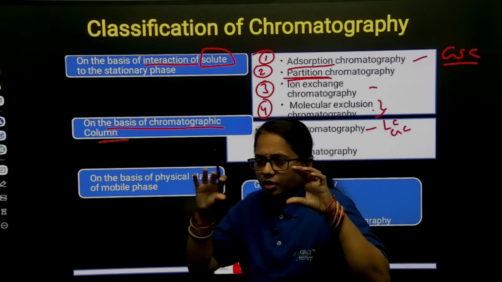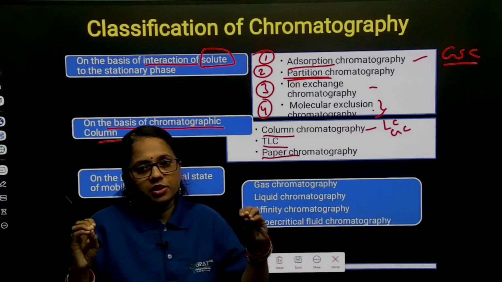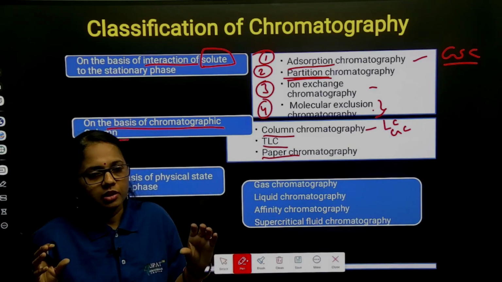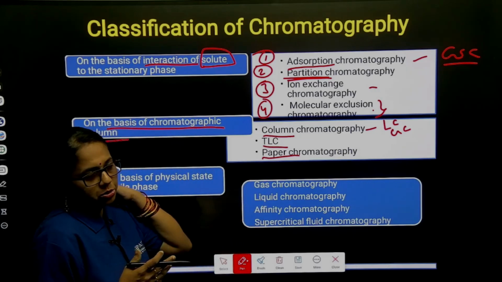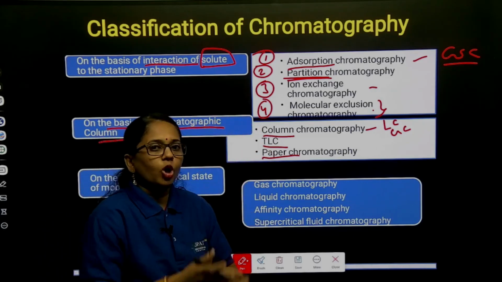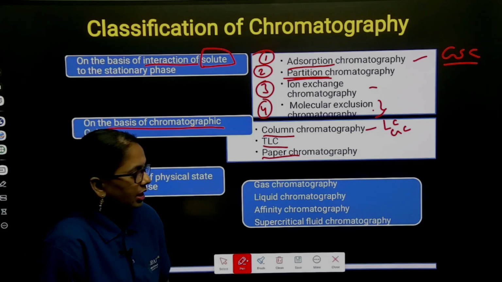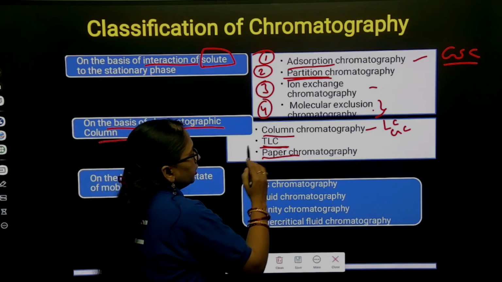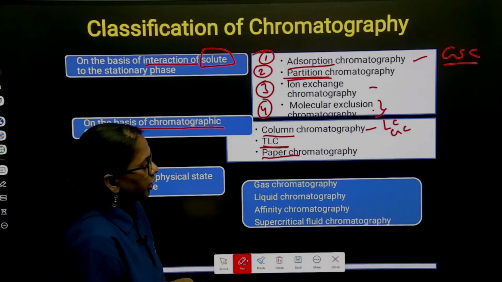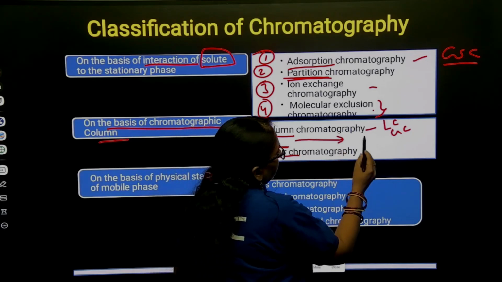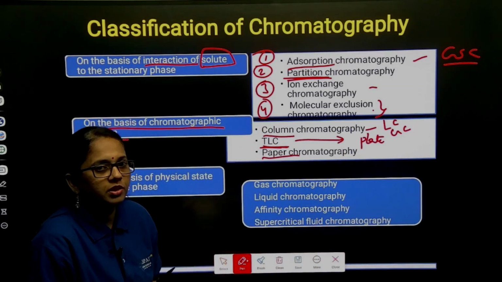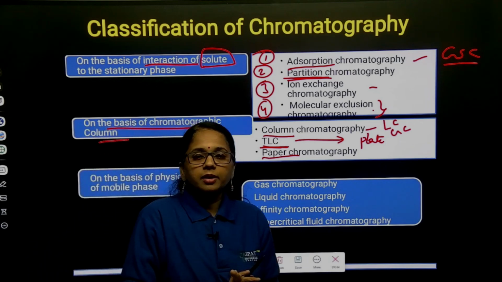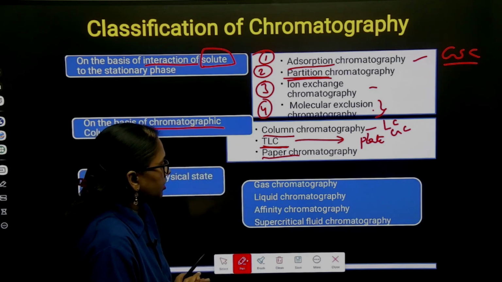That means a column that is stationary phase, that is fixed. Stainless steel columns or whatever the capillary columns we are going to use. In this case, a proper column is going to be used. Whereas thin layer chromatography means the stationary phase we are going to coat on a plate. That means one thin layer of the stationary phase is going to be coated on a plate. So those TLC plates are going to be used.